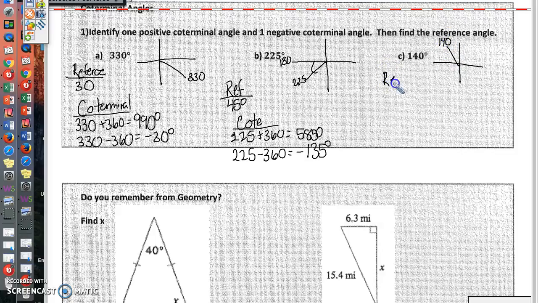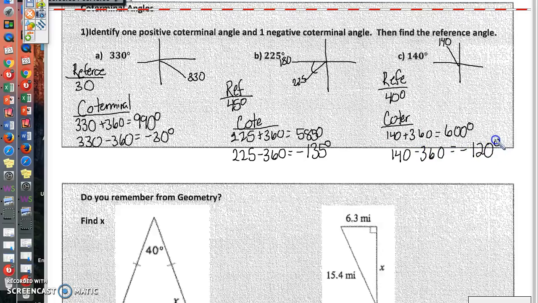And then finally we have 140, so in this quadrant. So our reference, how far to the x-axis? Well, that would be 40 degrees. And then coterminal, so we have 140, and we can add 360. So we end up with 500 degrees, and 140 minus 360, so that would be negative 220 degrees.